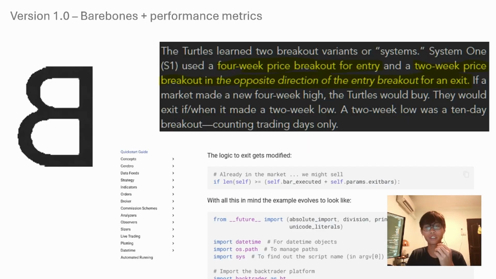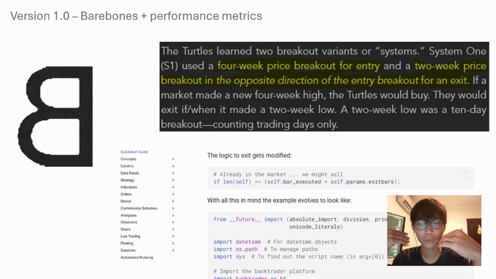Alright, so version 1. We started with the bare bones version of turtle trading. It pretty much boils down to having an entry at the 4-week price breakout and having the exit at the 2-week price breakout in the opposite direction, right?